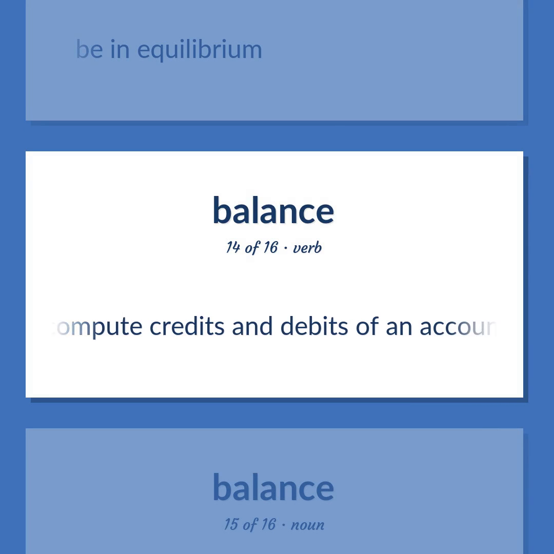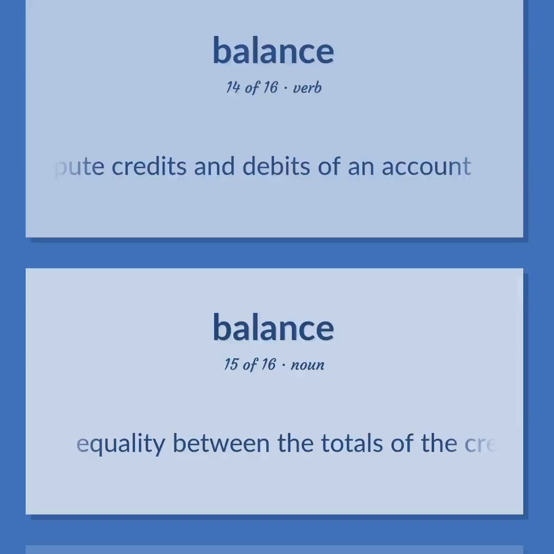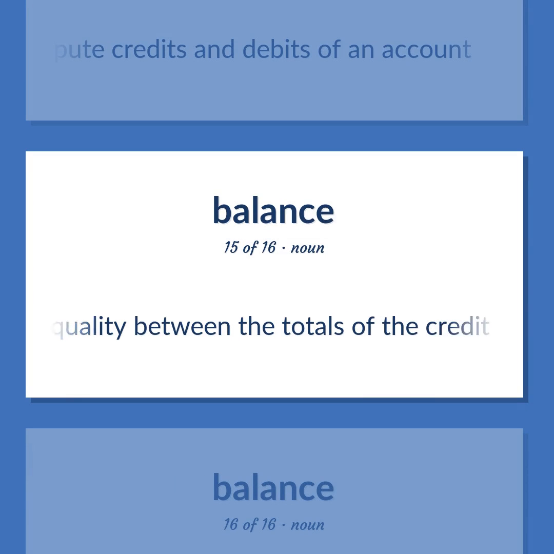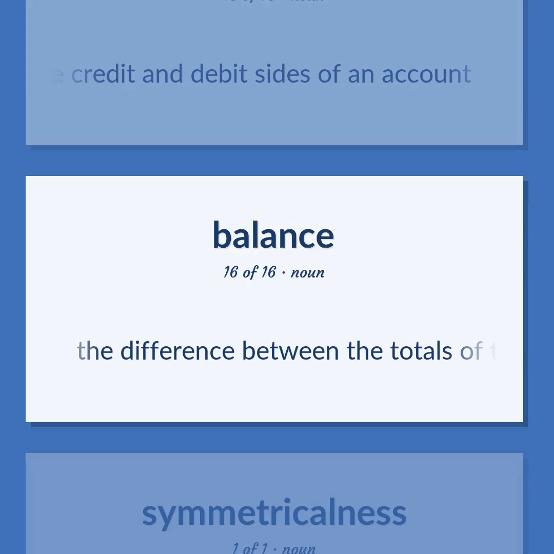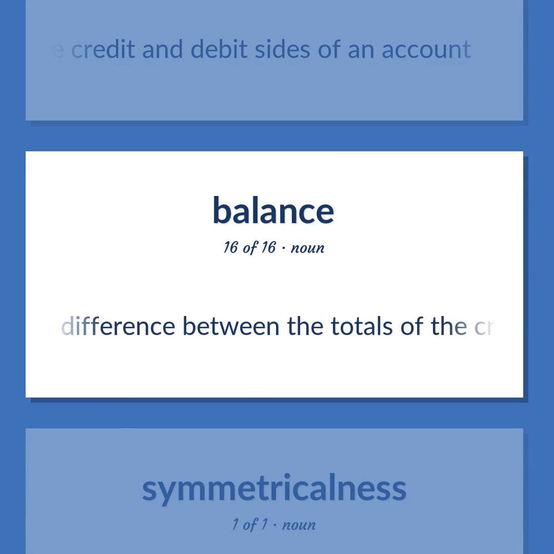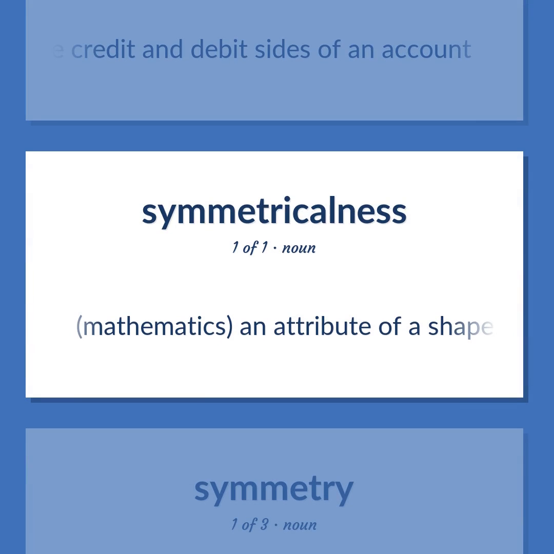Compute credits and debits of an account. Equality between the totals of the credit and debit sides of an account. The difference between the totals of the credit and debit sides of an account. Mathematics, an attribute of a shape or relation. Exact reflection of form on opposite sides of a dividing line or plane.